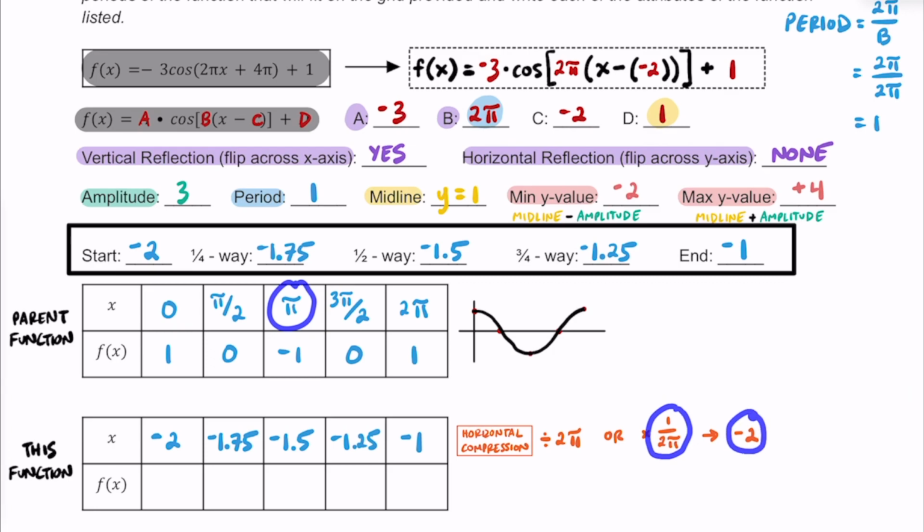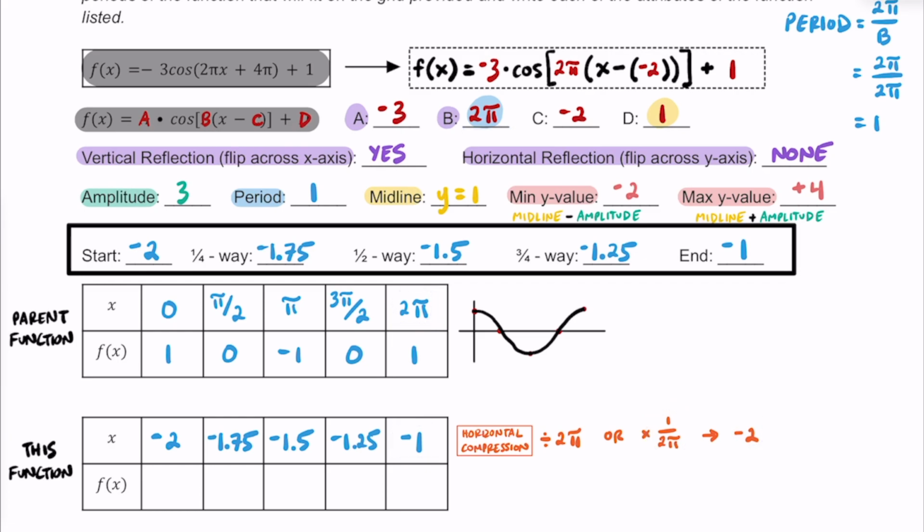Positive 1/2 take away 2 is going to be -1.5. If you take this 3 pi over 2, multiply by 1 over 2 pi, you're going to end up with positive 0.75. Positive 0.75 take away 2 is going to be -1.25. And finally, if you take this 2 pi and multiply it by 1 over 2 pi, you get positive 1. Positive 1 take away 2 is going to be -1. So that's another way you could think about this.